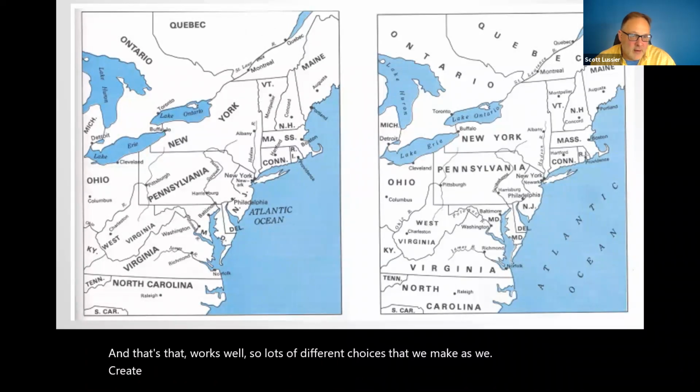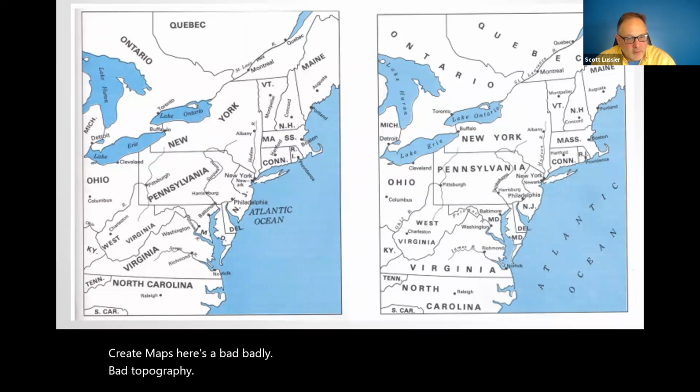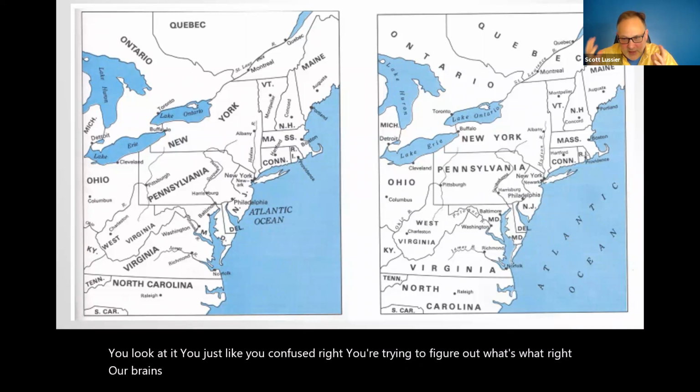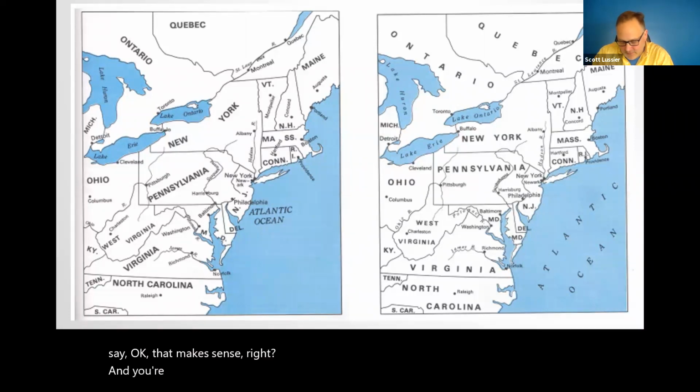Here's a badly done one: bad typography, bad fonts, bad label placement. You look at it and you're just confused, right? You're trying to figure out what's what, right? Our brains have come to expect certain things. The one on the right, you look at it, you say, oh, okay, yeah, makes sense, right? And you don't even realize what you're seeing. And that's the sign of good design, right? Steve Jobs.